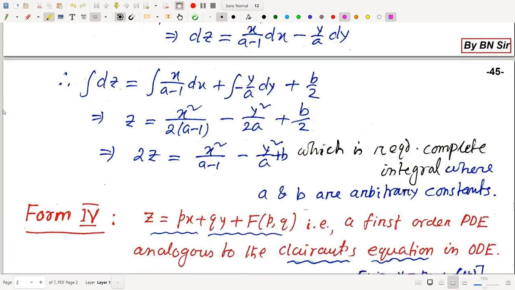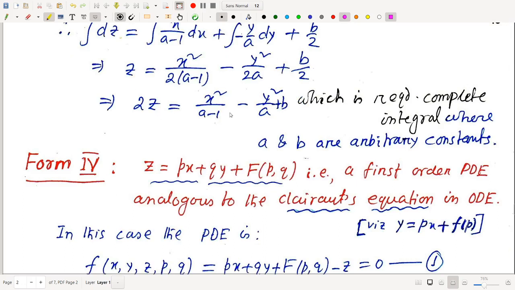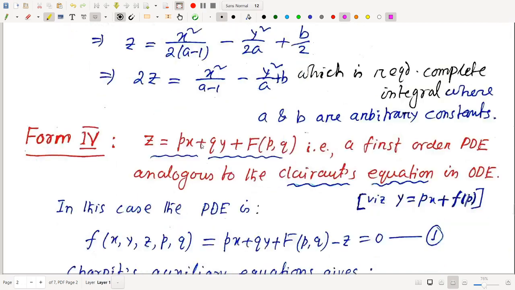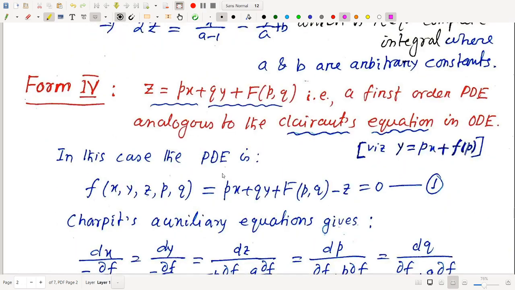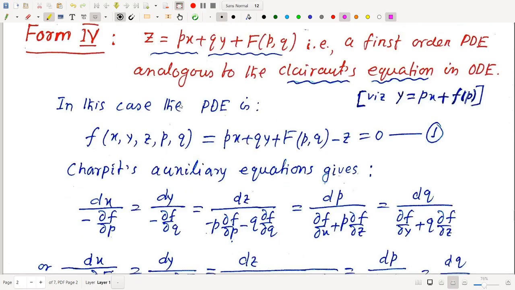2 will be crossed. So twice z is x square by a minus 1 minus y square by b plus b, which is the required complete integral, where a and b are arbitrary constants. So this is about form 3 examples, and now form 4.